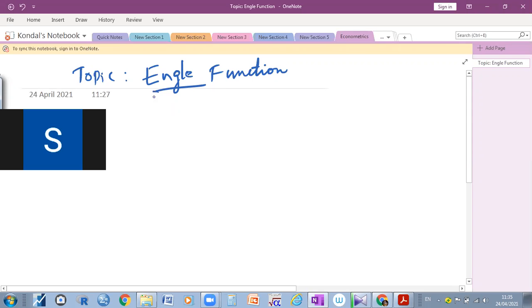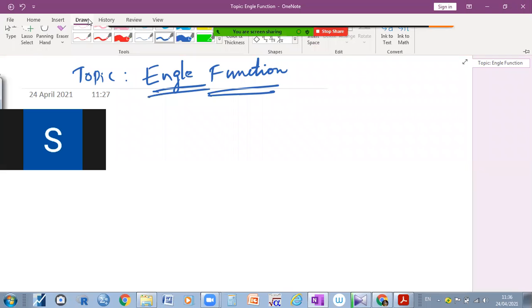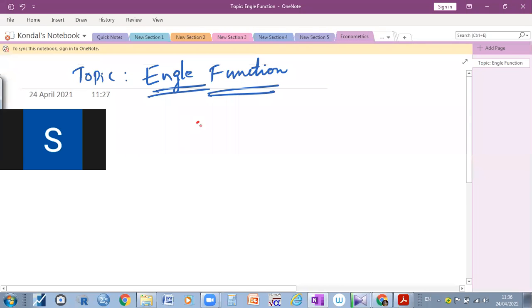Before knowing the econometrics models and how we can apply them, first we will see what is meant by the Engel function. Simply, the Engel function refers to the relationship between total consumption expenditure and expenditure on a specific commodity, that is, expenditure on a specific item.